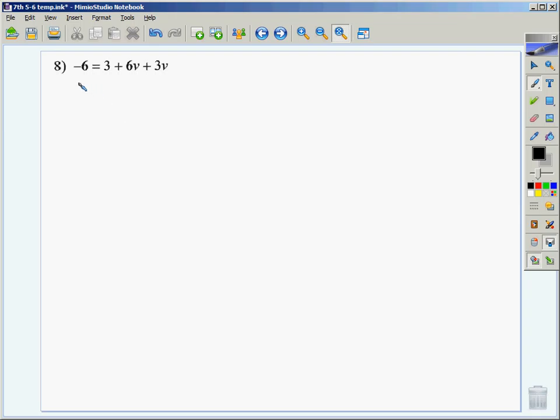Remember that the first thing we're going to do is simplify what's there. We're going to look for those like terms, things that I can put together. Obviously, if I can simplify something, it makes sense to work with it in a simpler form. So the 3, there's nothing I can put it together with, but 6v and 3v makes 9v. The goal in any algebraic equation is to get this variable by itself. I have to get rid of this positive 3.